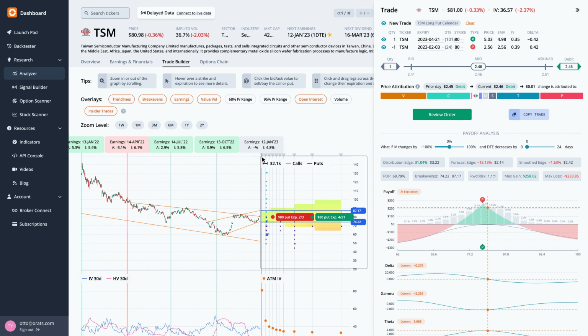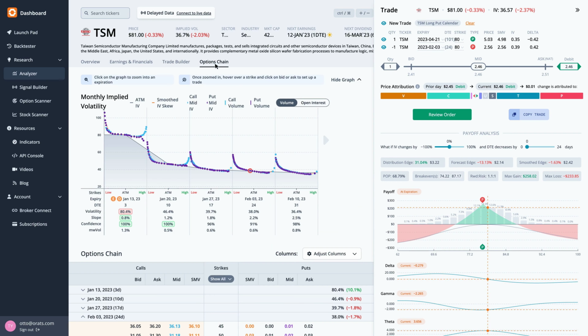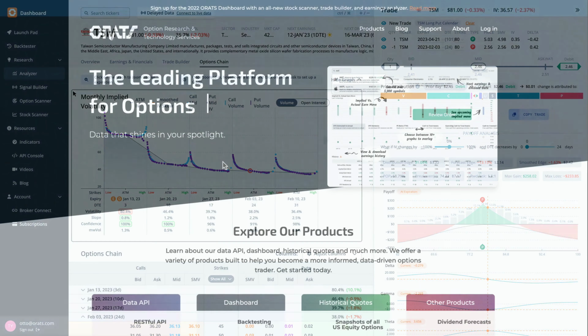The heat map on the right side of the graph is green where volatility and slope are undervalued, and red where they are overvalued. In this case, short-term IV and slope are neutral, while the long-term is neutral. We can also see this trade overlaid on the monthly implied volatility graph in the chain tab. The legs for this trade are circled.